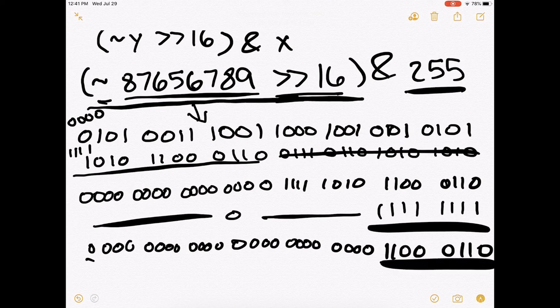So we just look and see what that is in decimal. I should be able to convert it in my head, but I can't. So that is 198. And if we had written this code from the previous slide in Java, z would be storing that value.